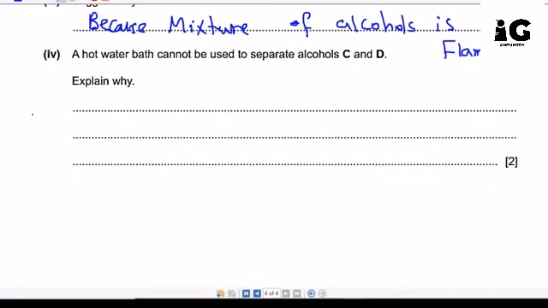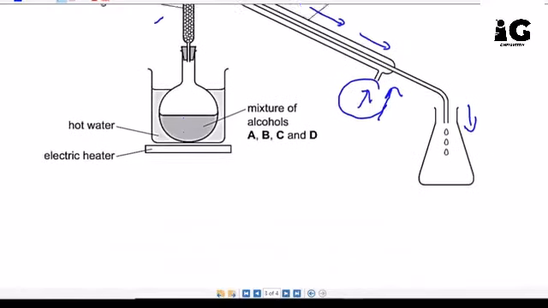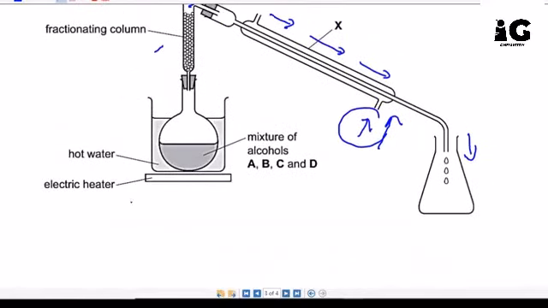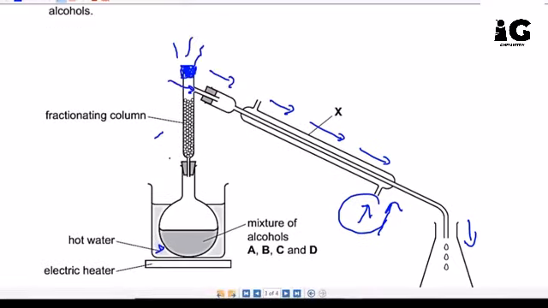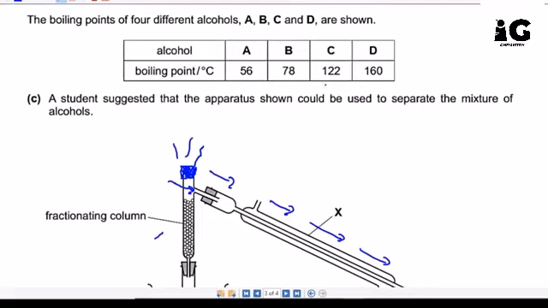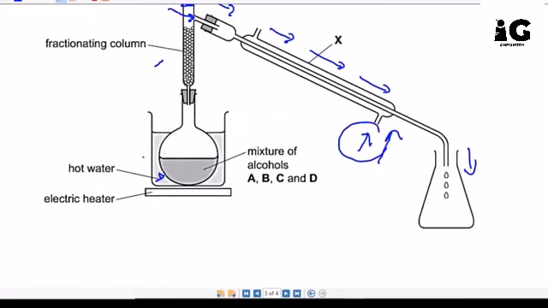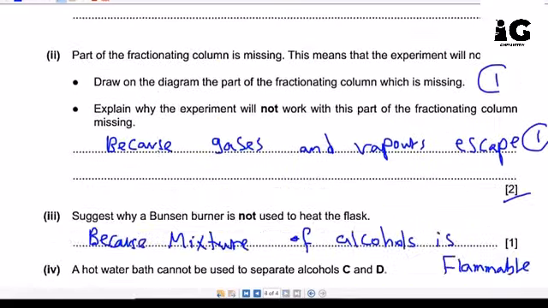Okay, the next one: a hot water bath can't be used to separate alcohol C and D. Explain why. Okay, let's check. Here we have, this is the hot water bath. This one. And here this is alcohol C and D. Yeah, here it's clear, C and D, the boiling point, this is 122 and here this is 160. And you know, guys, for a water bath, it boils at only 100 degrees Celsius, not more. So of course, this water bath can't be used for separating these alcohols.